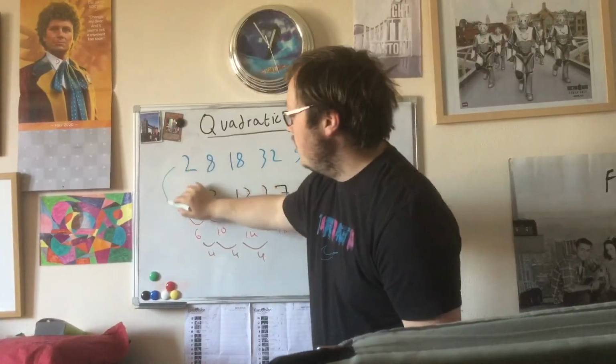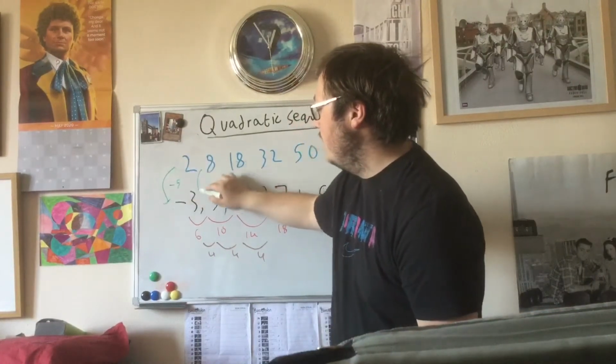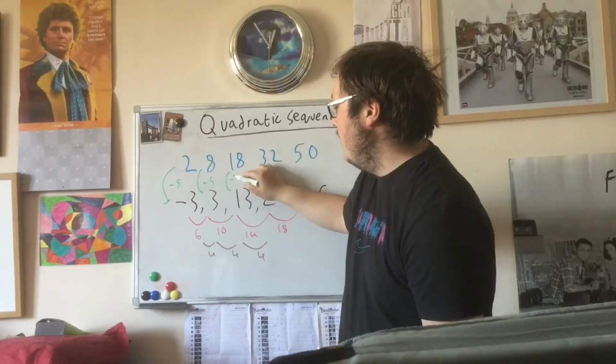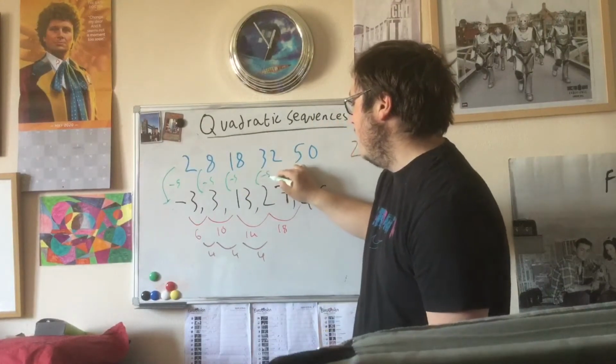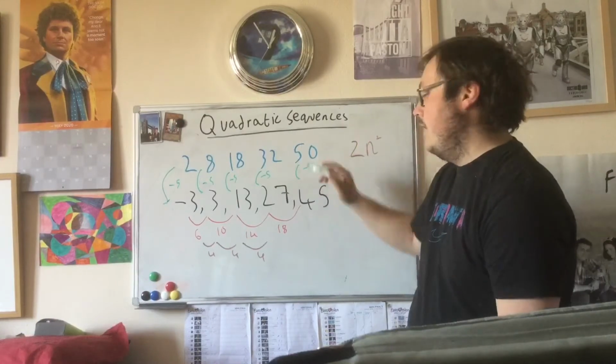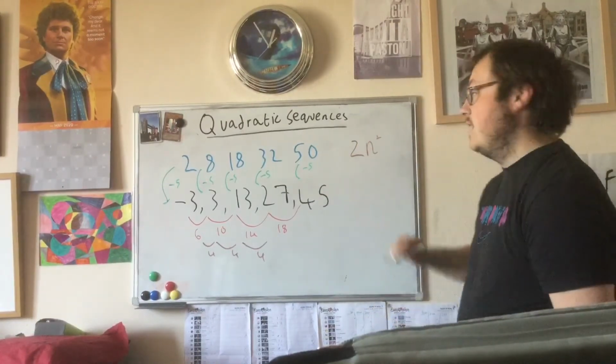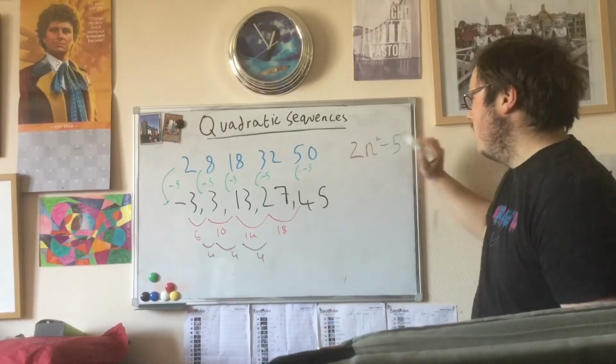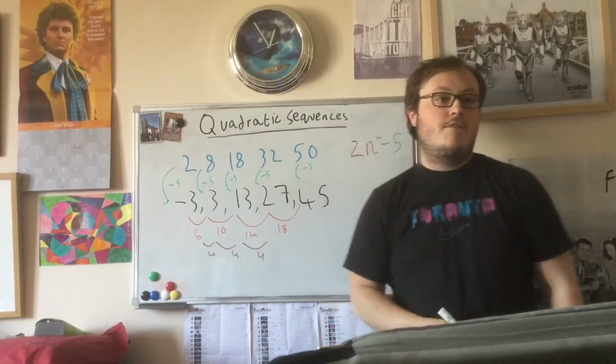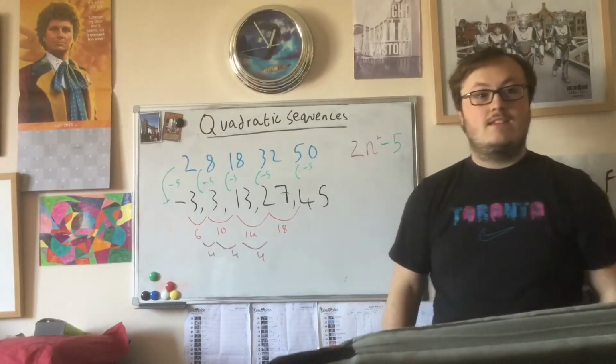So how do we go from 2 to -3? You minus 5. Minus 5, minus 5, minus 5, minus 5. So the nth term of this sequence is 2n squared minus 5. And that's how you do it.